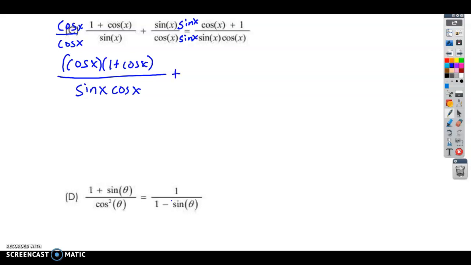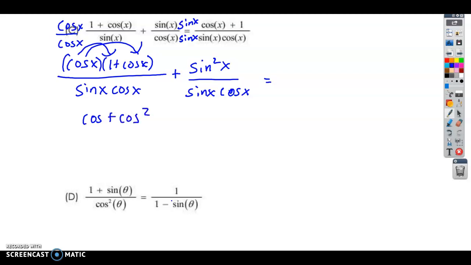Okay, plus this is sine of x times sine of x, so that's sine squared. And now I've got the denominator the same in both of these fractions. So that means I can add those two fractions together. Now before I do that, I have to distribute this cosine to the 1 and to the cosine. So that numerator is cosine plus cosine squared. So I'll go ahead and rewrite that: cosine of x plus cosine squared of x, plus sine squared of x, all over sine cosine.